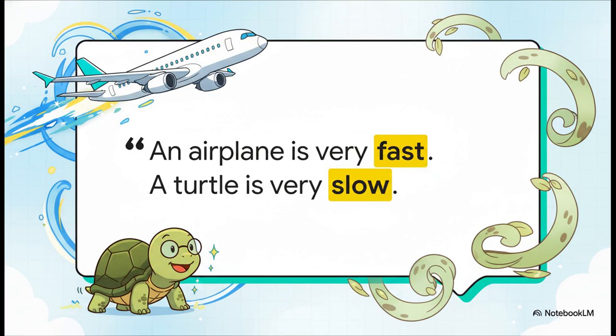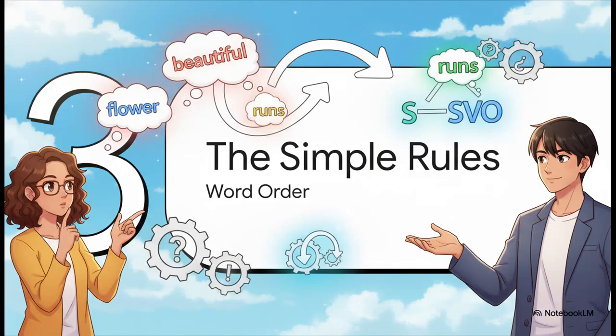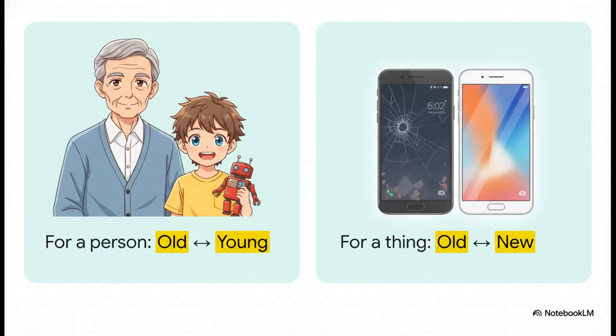It's a perfect example. So, we've got all these fantastic new words, but where do we actually put them in a sentence? Don't worry, this is maybe the best part. In English, it's incredibly simple. Let's just look at the two basic rules. But first, a really quick but important heads up about context. Take the word old. When you're describing a person, the opposite is young. But when you're describing a thing, like a car, the opposite is new. It's a small detail, but getting it right makes a big difference.